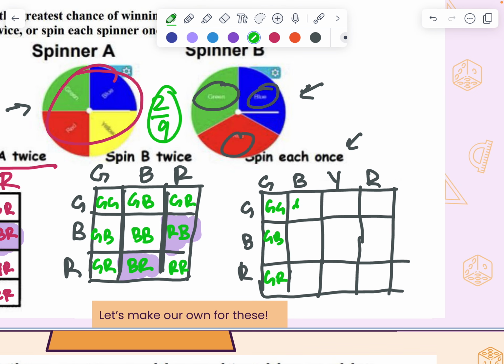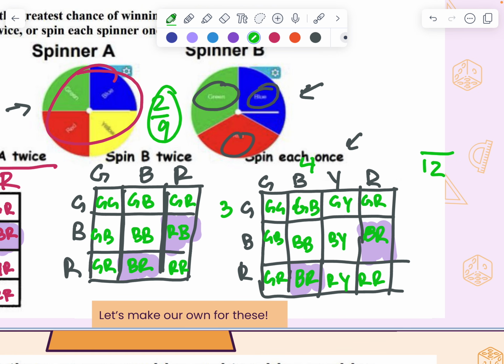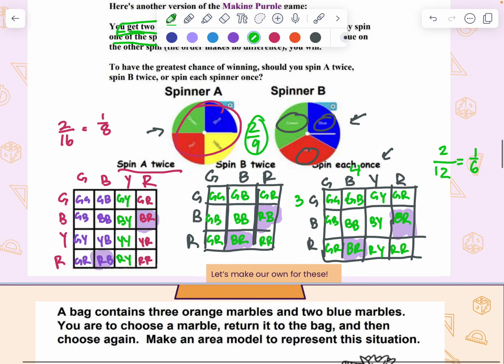If you want to fast forward as I do this, understandable. Here's my first purple square. Not going to get any purple squares here because all of them are with yellow. And I should get one more purple square here. Here's your blue and red combo right there. This one, the total number of outcomes that could happen, there's 12 different outcomes. A 3 by 4 box would have 12 different inside squares. And then I've got 2 winners, a 1/6 chance of winning.